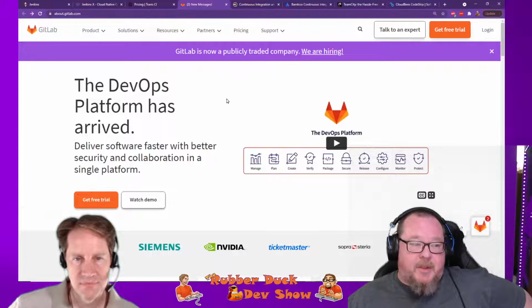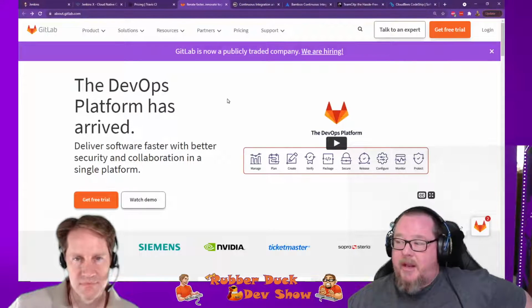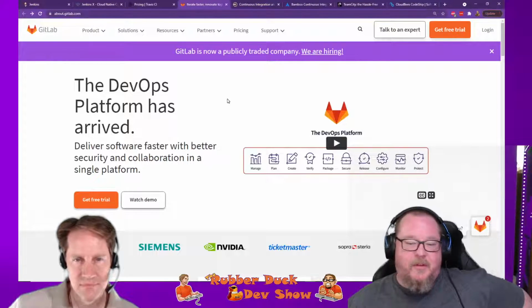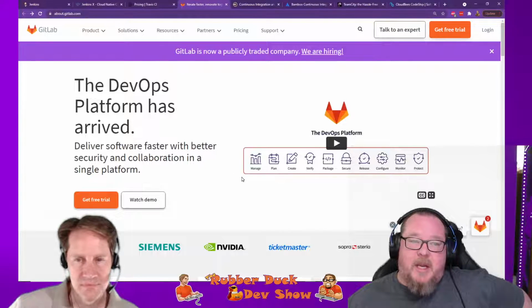So anyway, GitLab is one of the newer ones. I don't mean like it came out last week, but it's on the newer end of the spectrum. I haven't actually played with this one yet. I'm hearing a lot of nice things about it.